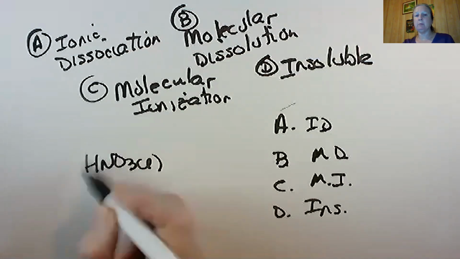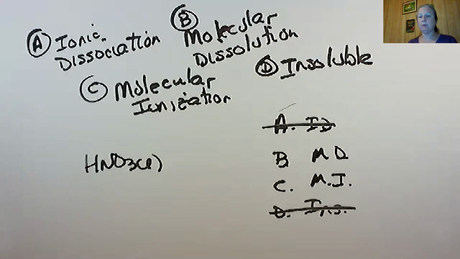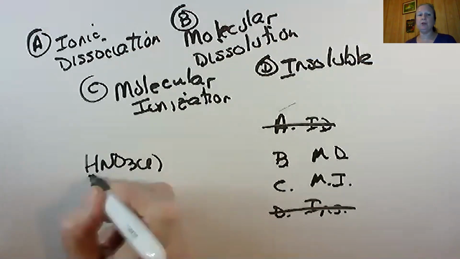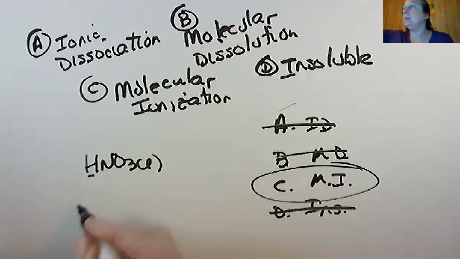Hydrogen acts as a nonmetal, remember. So it's not going to be either of the ionic choices. So it's molecular dissolution or molecular ionization. This tells you it's going to have an acid-base reaction with water. Therefore, it's molecular ionization. It's a molecule that is going to form ions.